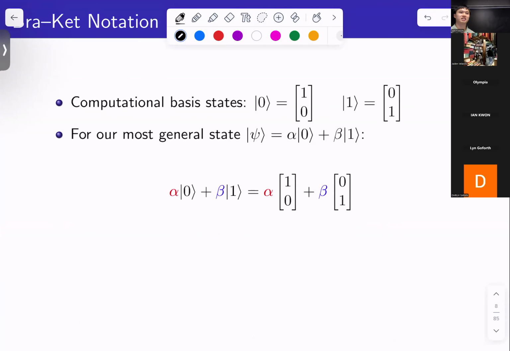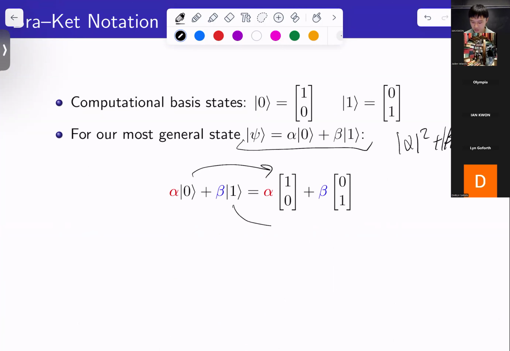Moving on to how we might represent a general state using this vector formalism. Recall that this is our general state, and we just have this restriction where alpha squared plus beta squared equals 1. Let's plug in what we know about the representations of the kets as vectors. Here we plug in what we know the 0 is, which is this, and what the 1 is, which is that.